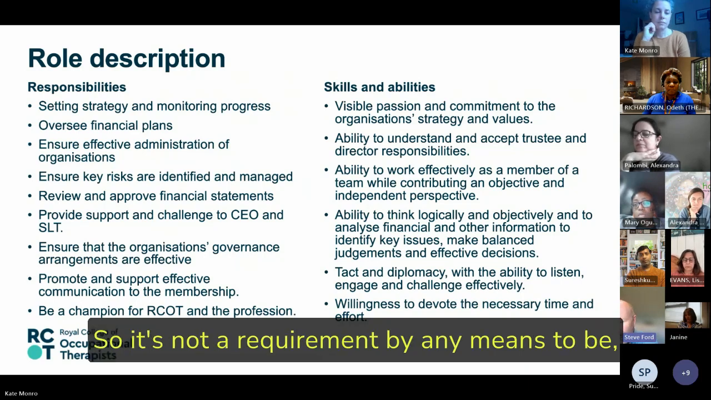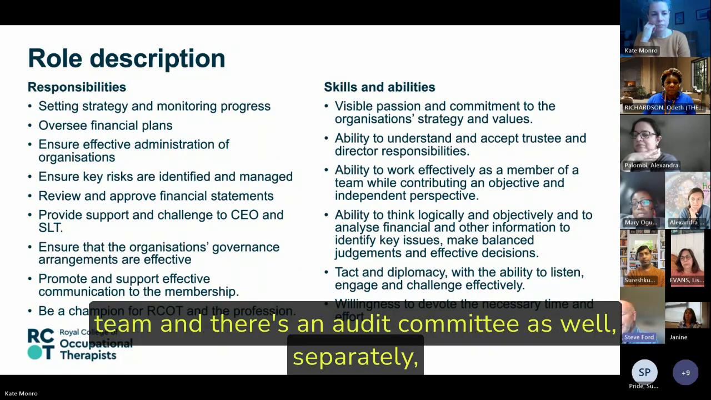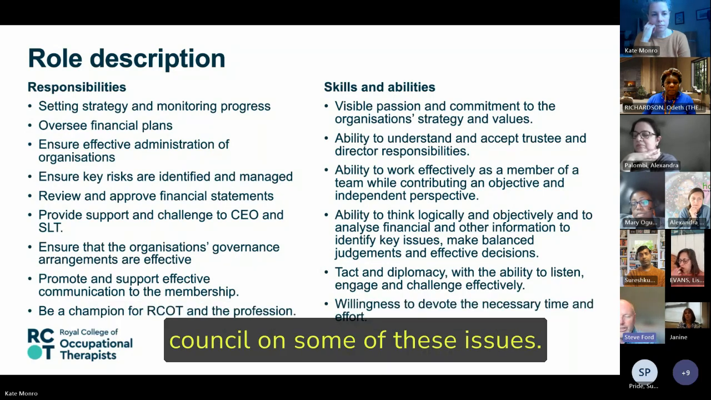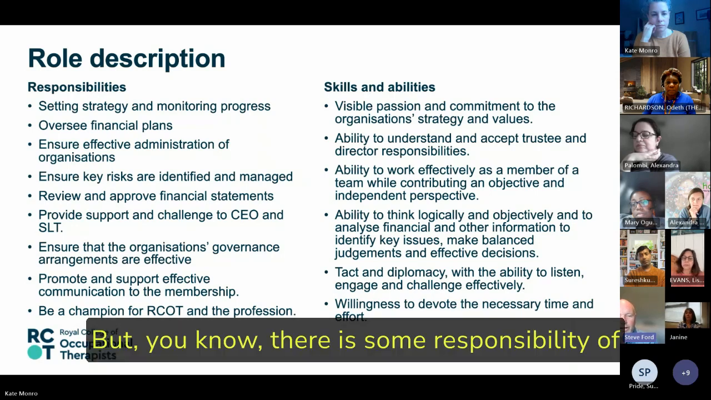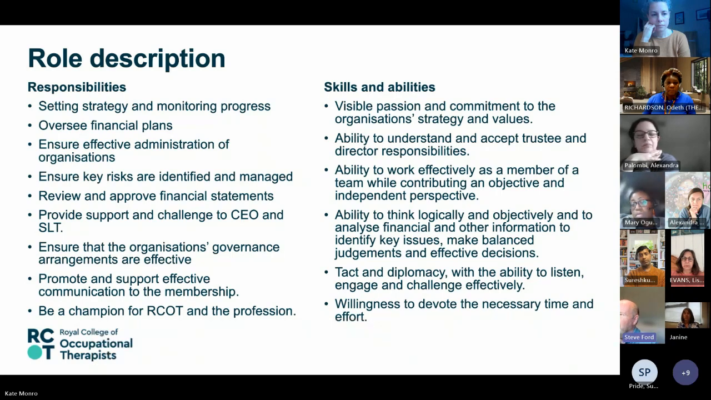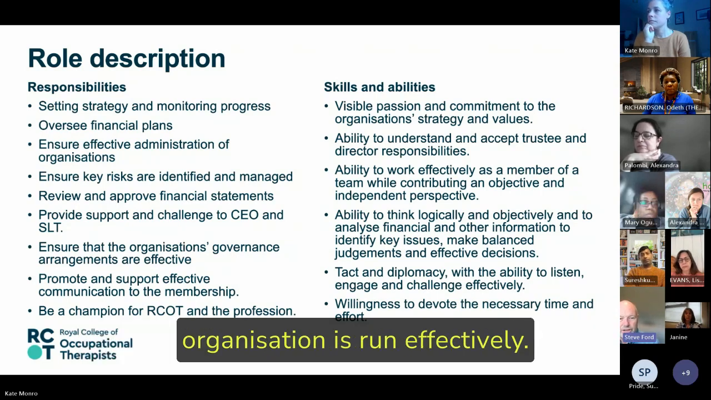So it's not a requirement by any means to be an accountant to be on council. I've got an accountant in my team, and there's an audit committee separately, which does have financial people that advise council on some of these issues. But there is some responsibility of looking at the overall financial health and the wisdom of the strategies that we're implementing. So yeah, ensuring that the organization is run effectively.